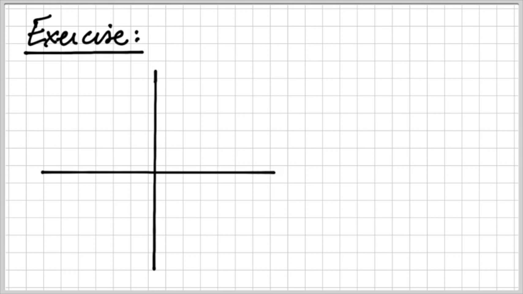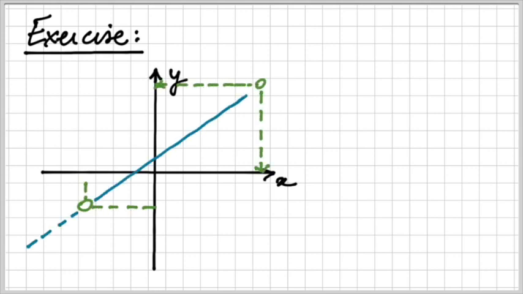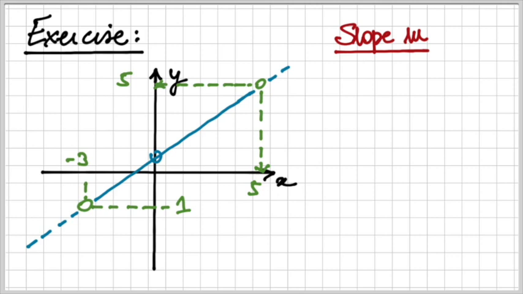The next element that we're going to do is to apply this on an exercise, and we have the x and y frame. We have the different points here, x1, y1 and x2, y2. The first point has coordinates -3, -1, and the second point has coordinates 5 and 5. Now we can identify the slope.